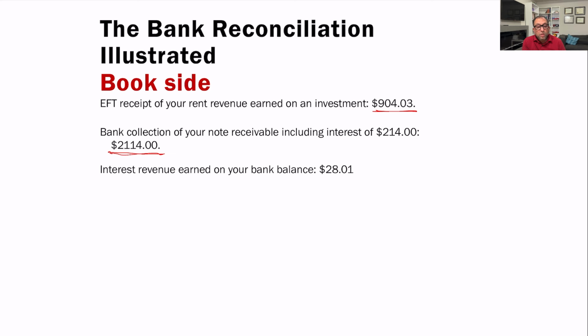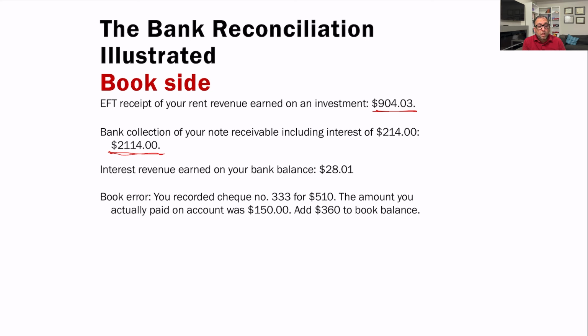2,114.10, including interest. Interest revenue earned on the bank account balance, so that's an account where the bank paid interest on your balance. Book error: you recorded check number 33 for 510, but the amount you actually paid on account was 150. So add 360 to the book balance because it's an error. We wrote it down as 510, but it is 150. For that reason, 360 is the difference of these two, 510 and 150. We add it back because that's a mistake.